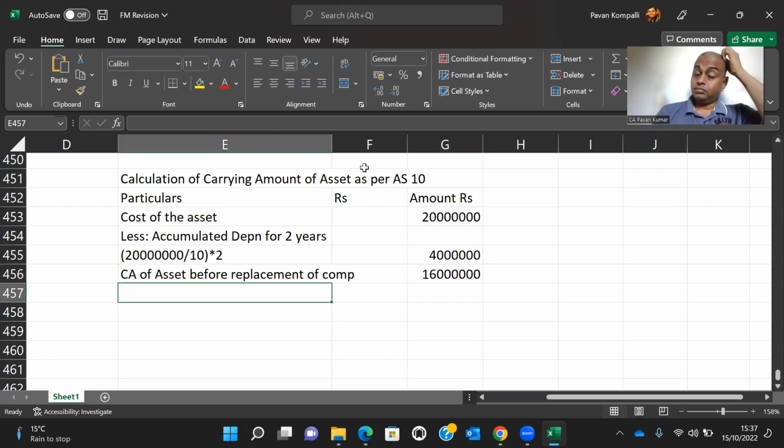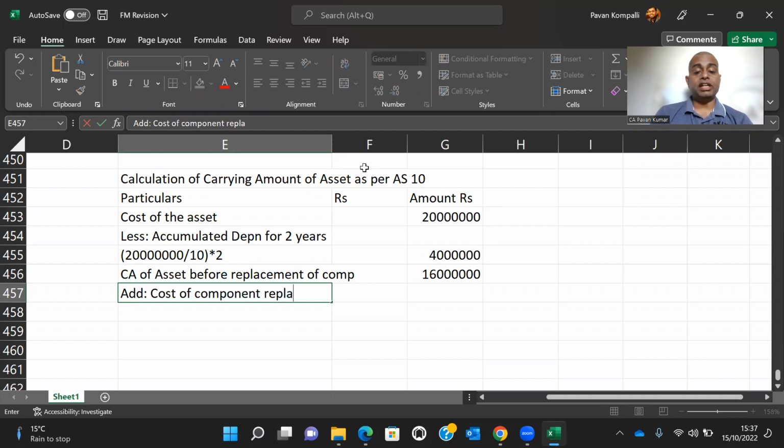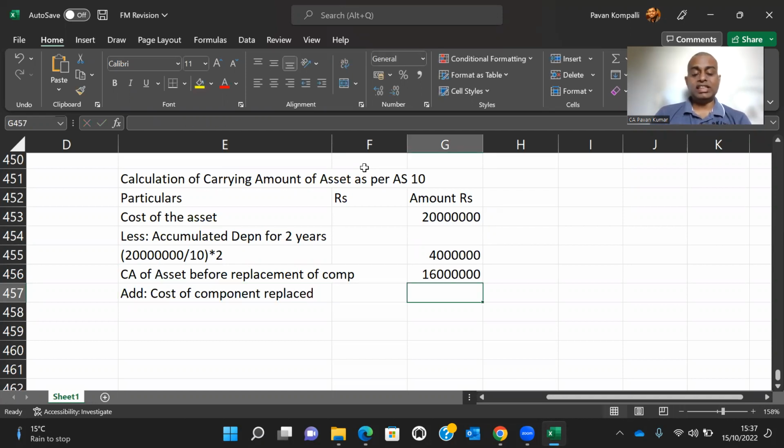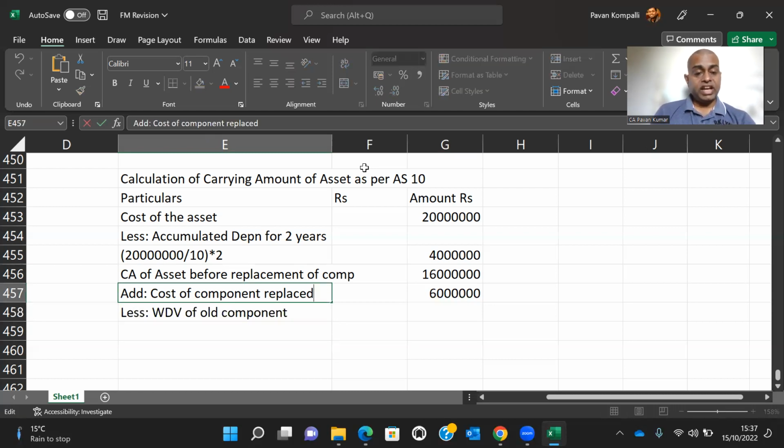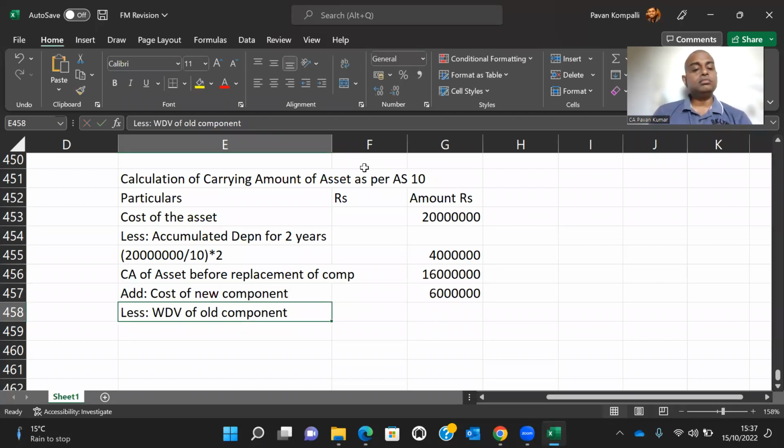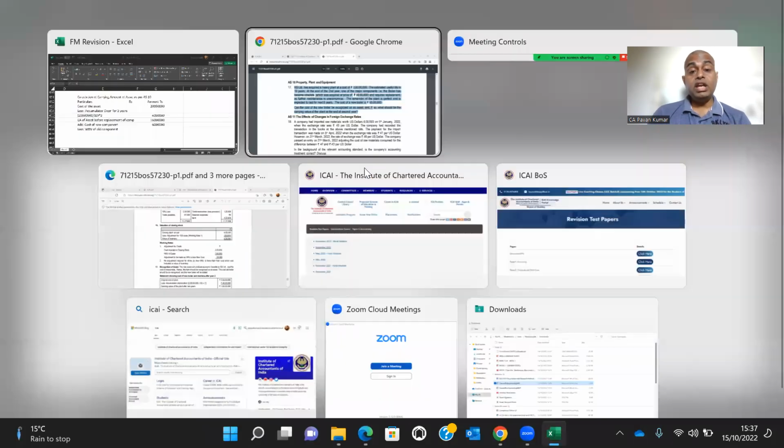Is it this? Add cost of component replaced. How much? 60. Add cost of component replaced less WDV of old component. This we can say cost of new component. This is new component, cost of new component. Cost of component replacements, new component. WDV of old component.